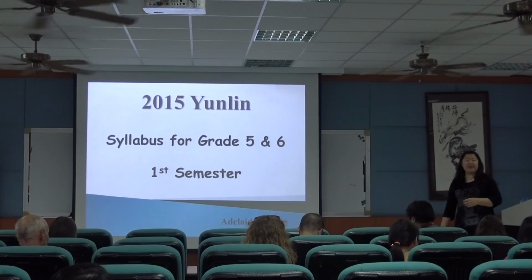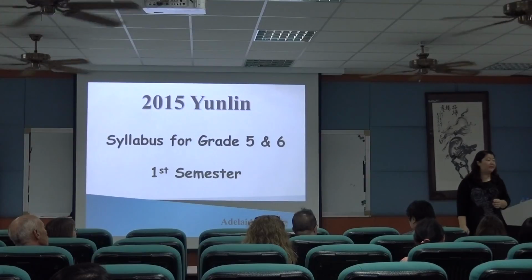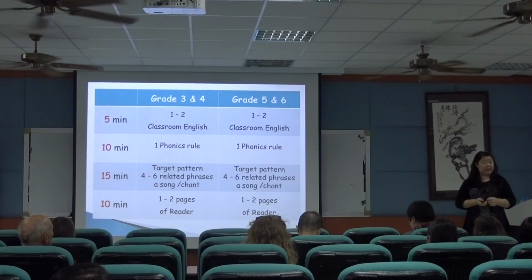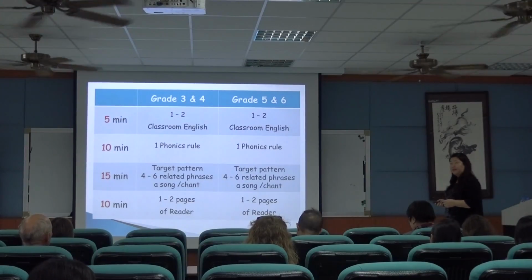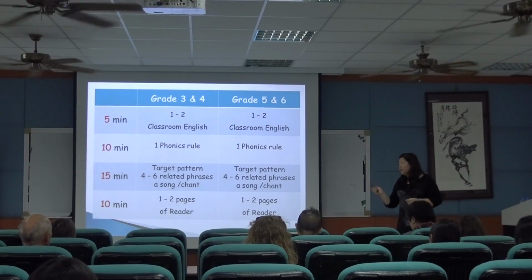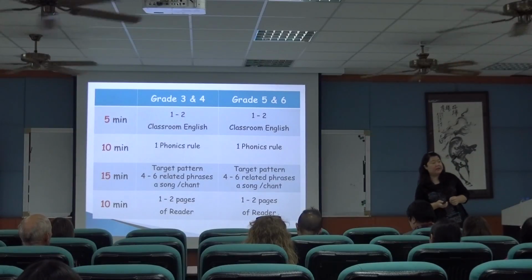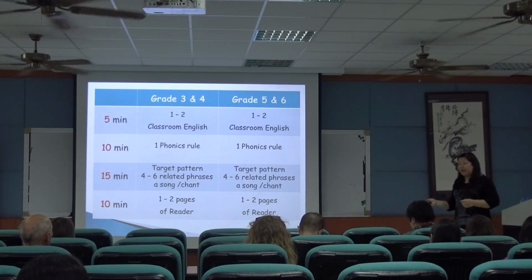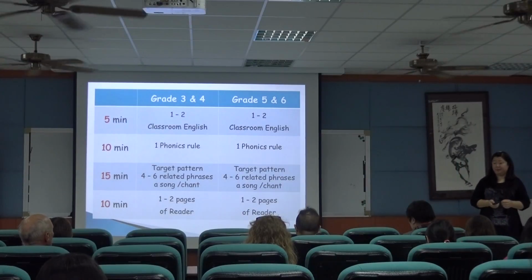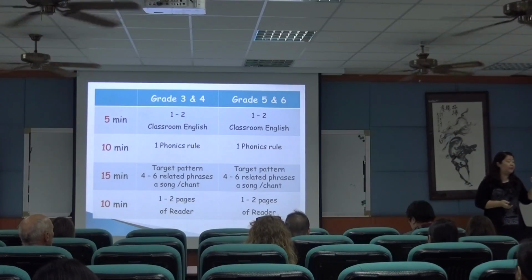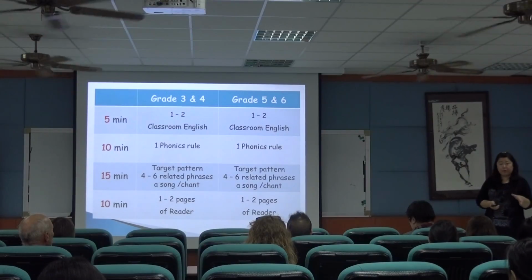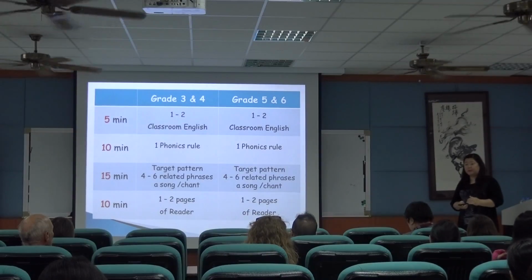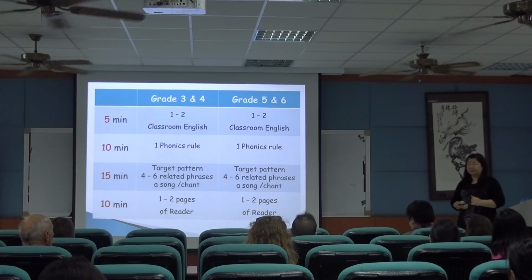So for grade 5 and 6, basically we have the same structure. 5 minutes in the beginning for the classroom English. 10 minutes followed by phonics rule. 15 minutes with the target patterns or the vocabulary related. And at last, 10 minutes for the readers. Okay, but now I'm going to explain the differences between the grade 3 and 4 and the grade 5 and 6. Even though they have the same layout, they don't have the same context.